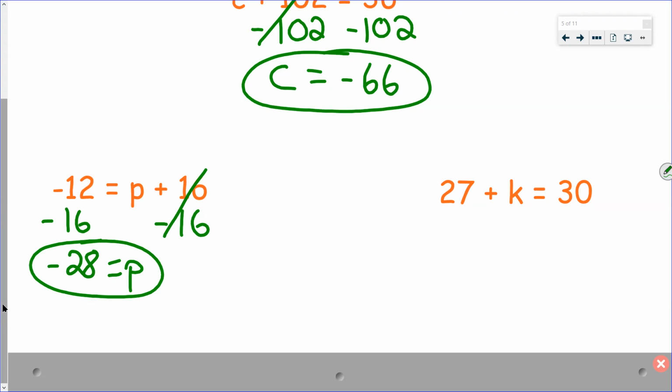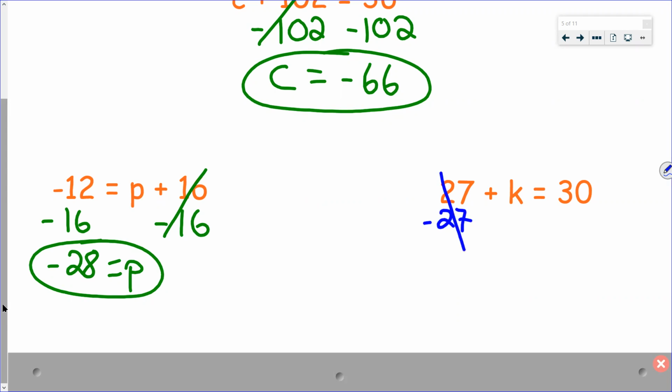This one's a little tricky. It says 27 plus k equals 30. All right. This is still thinking inverse operations, but now we're really looking at this 27. We really want to get k by itself. So how can I move this positive 27 to the other side? Well, since it's a positive 27, we're going to subtract 27.